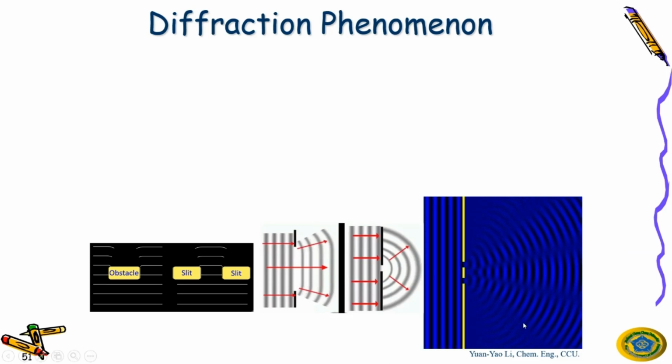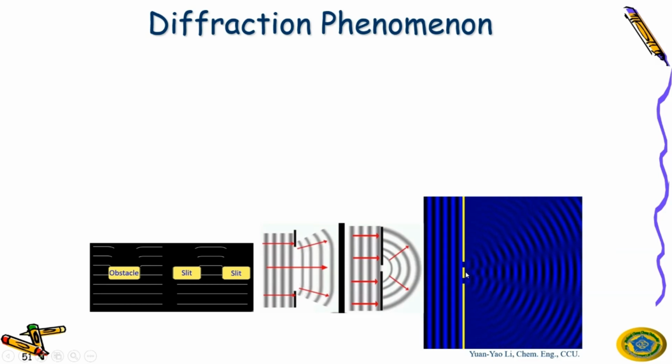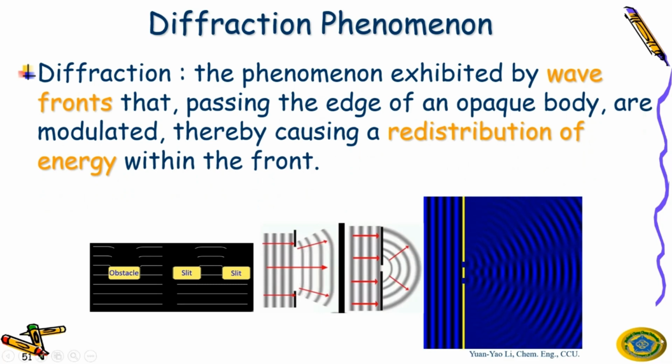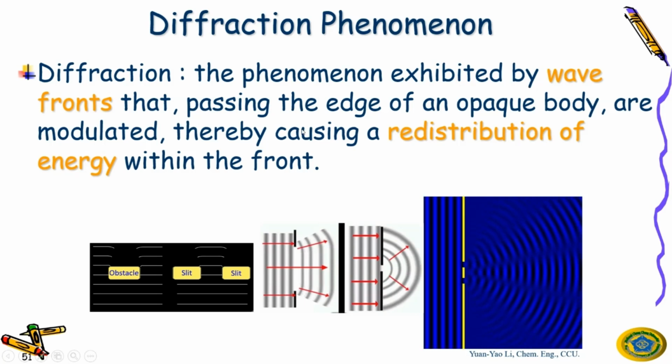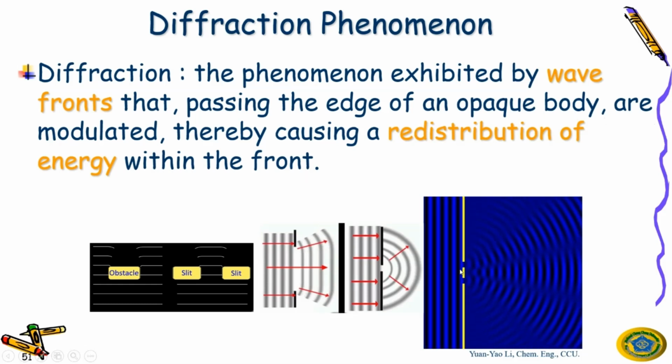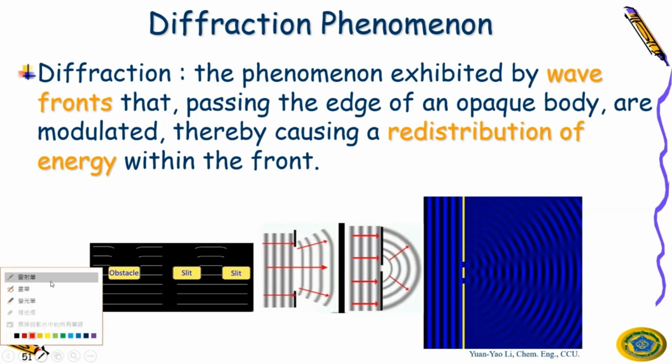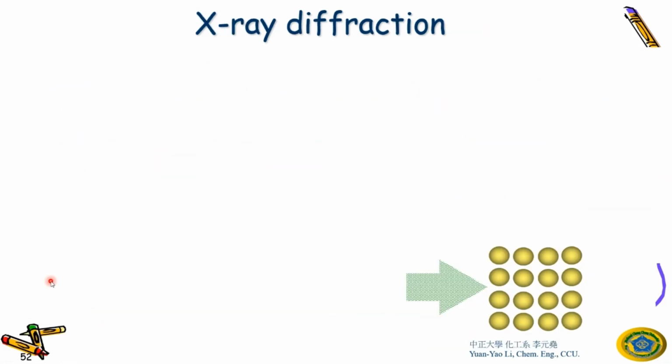slits in the water, and then you make the water flow, vibrate, and you can get this kind of disturbing pattern. So diffraction is the phenomenon of wave fronts passing the edge of an opaque body, that's what we call an opaque body, being modulated, thereby causing a redistribution of energy. This is energy. That's why it moves within the front. Okay, no problem.